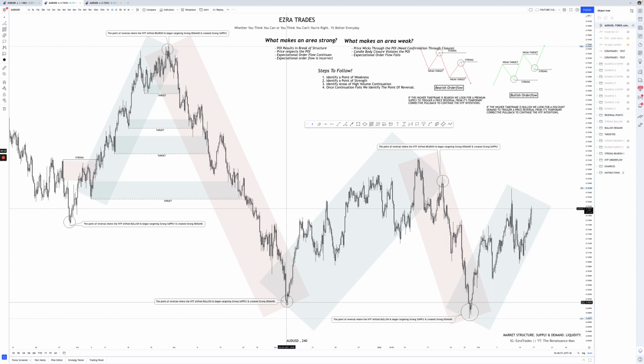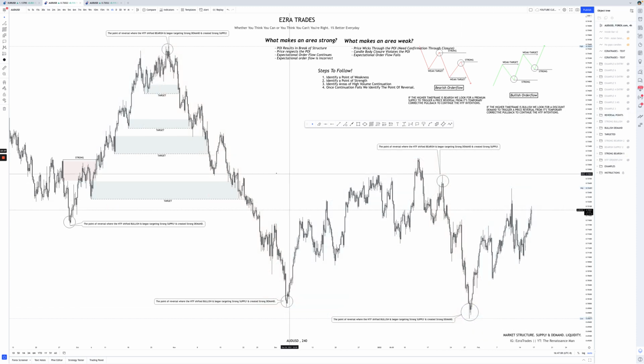And that means that when we get a pullback after we take out the low, that pullback is going to be what? It's going to be a lower high, right, to this high. And then what? We make a lower low, and the expectation is what? Lower high, right? Same thing. So now that these areas are going to be targeted, what we want to find out is what are the strong levels that cause the breaks.